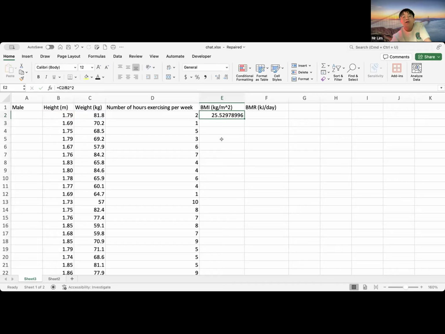So for example, this is this person's BMI. 25.529. Later we are going to look at the standard, how we are going to classify it into the 4 categories. I think this one is overweight. Okay, somehow. All right, next.